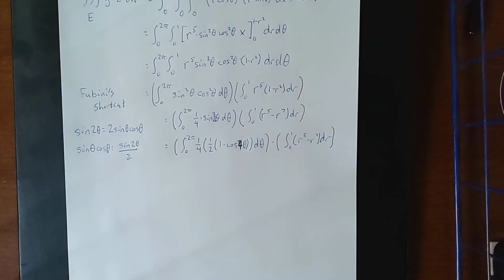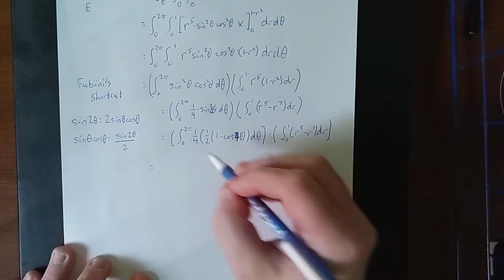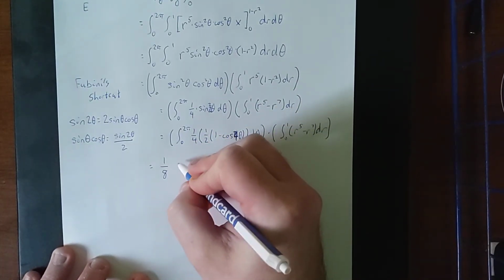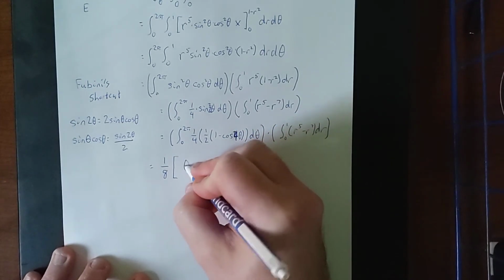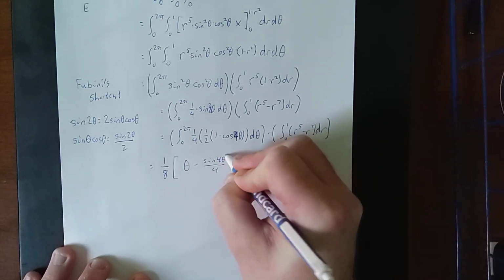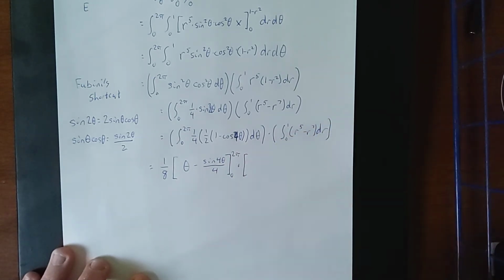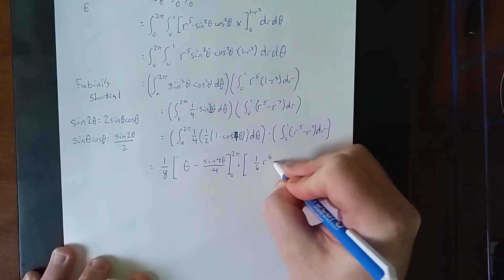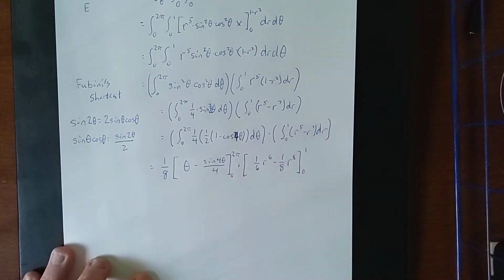All right, so let's see if we can evaluate these definite integrals. We'll take the 1/4 and the 1/2, pull them outside of the integral as constant multiples. That'll give us 1/8. Then evaluating these two integrals will give me theta minus sine of 4 theta divided by 4. That's going to go from 0 to 2 pi. And this other one, applying the power rule a couple times, this will be 1/6 r to the 6th power minus 1/8 r to the 8th power, going from 0 to 1.